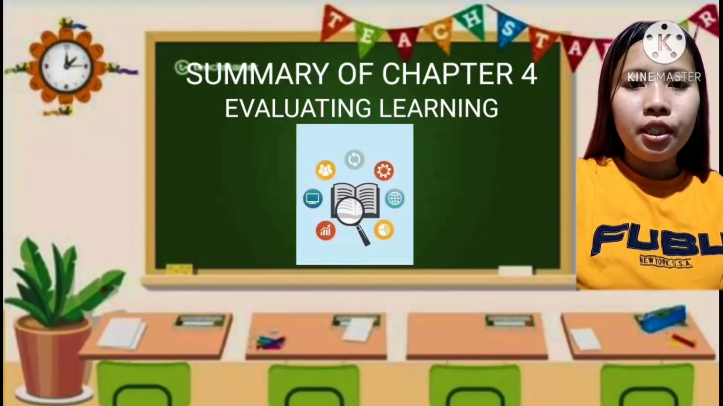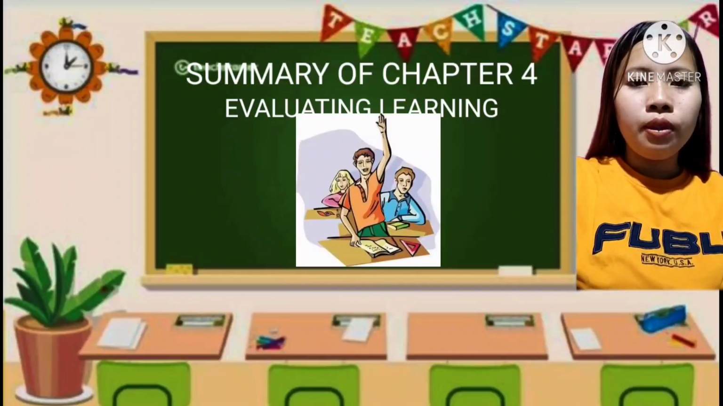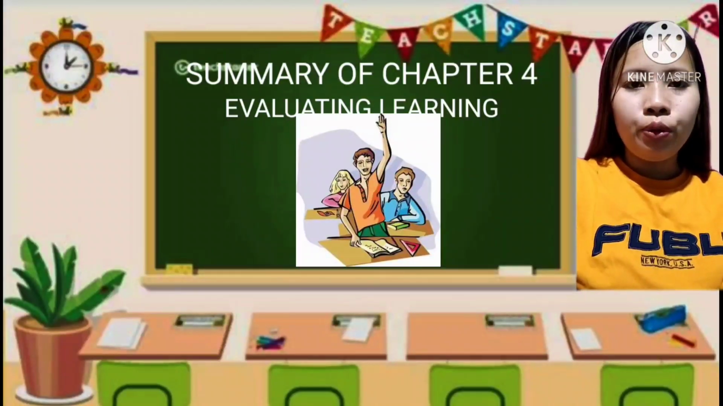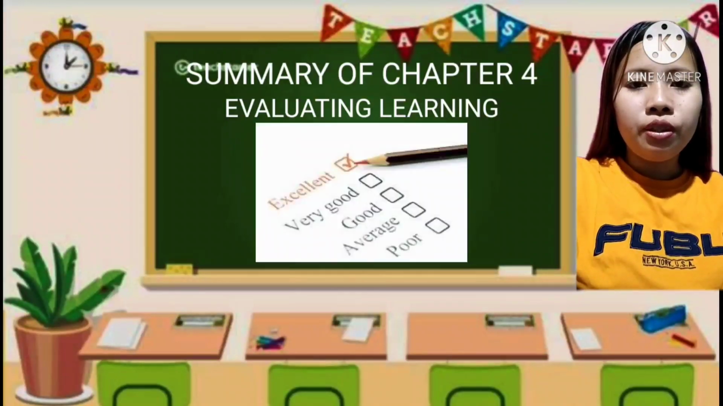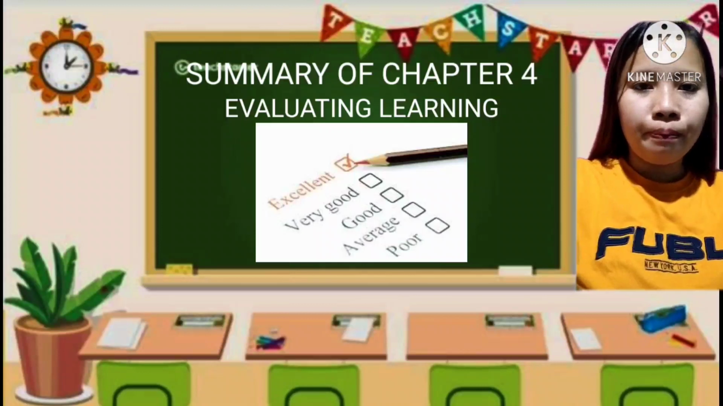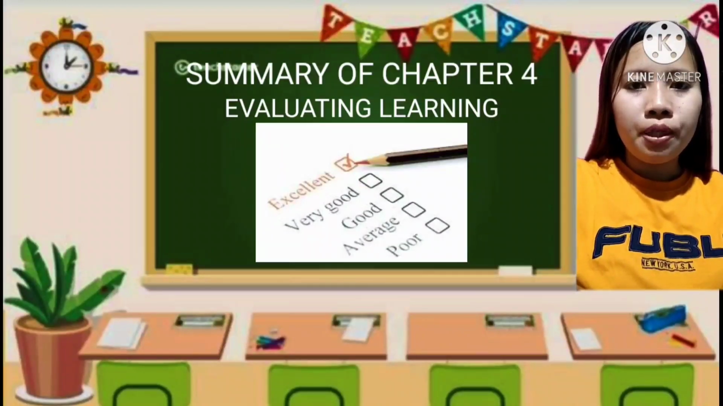Number 1, administration of paper and pencil tests. Examples are objective tests such as multiple choice items, true or false, and matching types. Number 2, undertaking individual or group investigation. To evaluate the work, there are factors we need to consider: how they conduct the investigation, the procedure they follow, analysis of data. Number 3, oral participation.